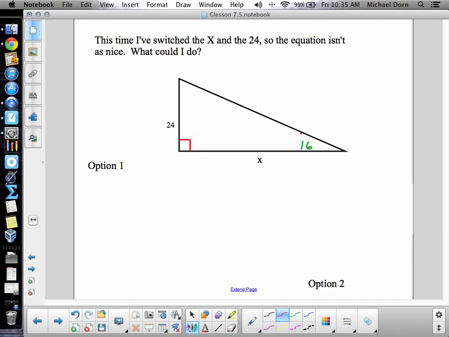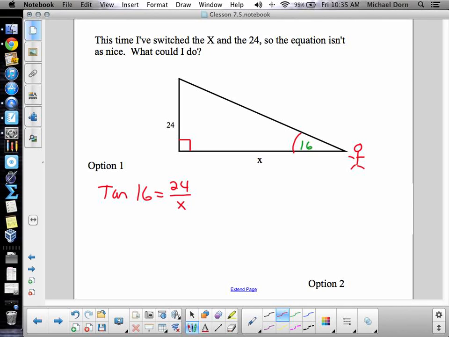Again, my angle's right here, so my point of view is right there. 24 is which side? The opposite, and x is the adjacent, okay, and tangent is opposite over adjacent. So tangent of the angle is opposite over adjacent. There's my equation. I have to solve that equation.